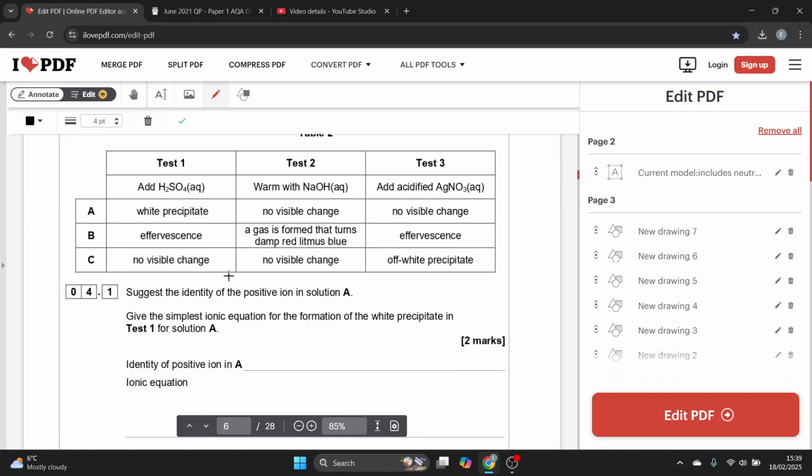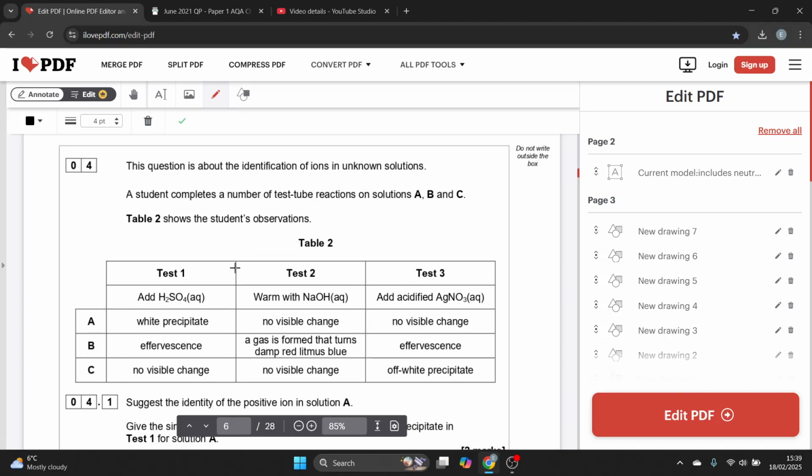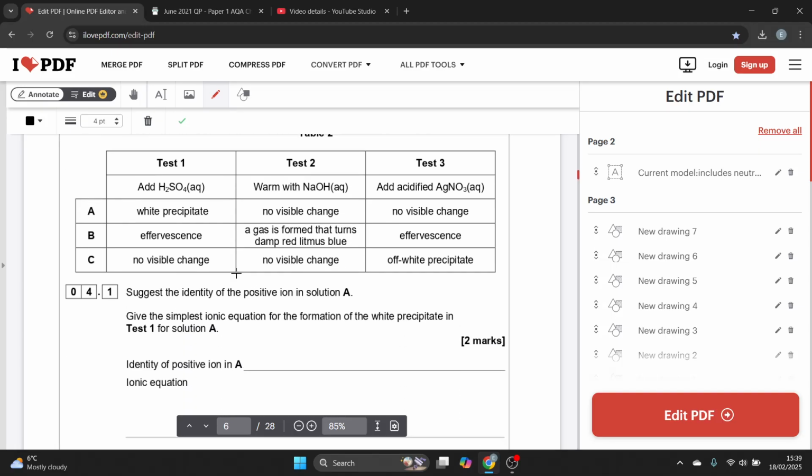Suggest the identity of the positive ion in solution A. White precipitate with H2SO4. Warm sodium hydroxide, no visible change. Give me an equation with information of white precipitate in test 1 for solution A.